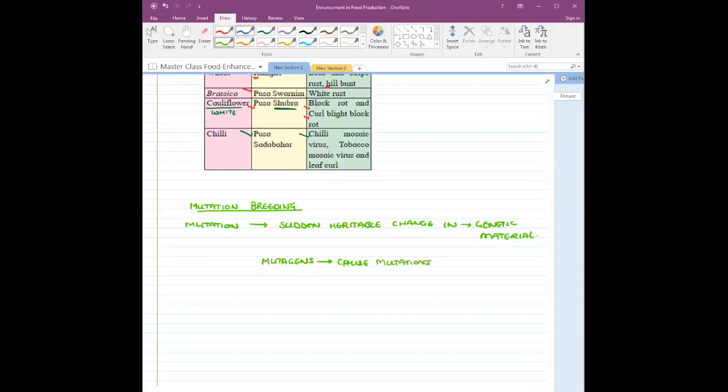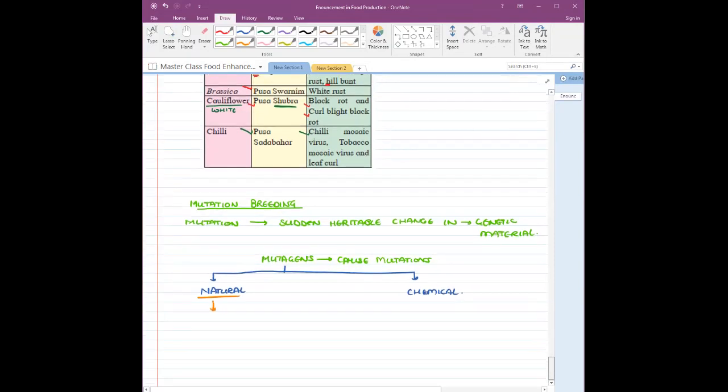Okay, but now what you are going to see is that these mutagens can be of two different types. Either they can be natural mutagens or artificial mutagens. Artificial meaning they are going to be chemical. But now, guys, when we talk about natural mutagens, how can we mutate organisms naturally?